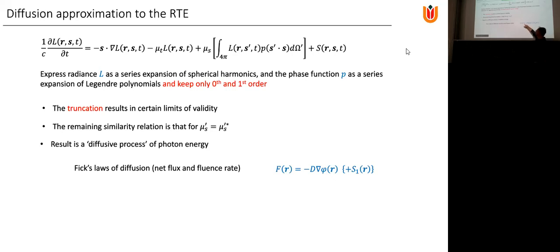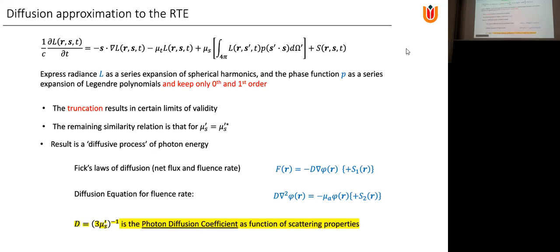the net flux as a diffusion coefficient times the gradient of the fluence rate. Potentially there's a source term in there, and then the diffusion equation is this. For the fluence rate, the diffusion equation for fluence rate is, in contrast to the equation on the top, this one is solved. So here we can get expressions for the fluence rate.